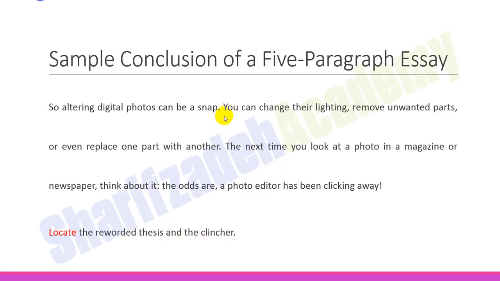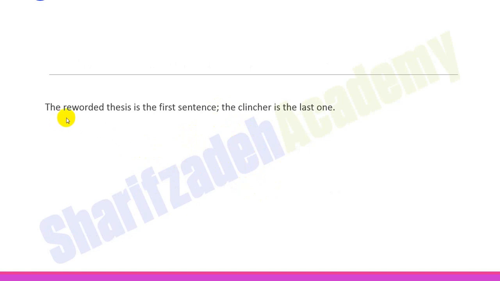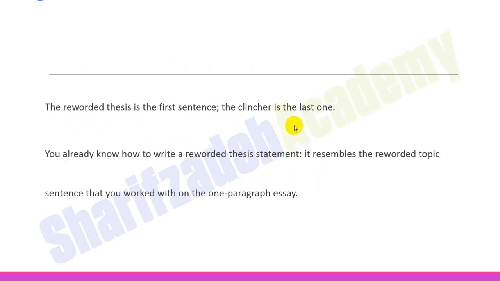Here, most of the time, the first few sentences in the conclusion are reworded T statement, and the last few sentences are clincher. Here we have only one sentence for the T statement and one for the clincher, but in some cases you might have more than one sentence. Then you should be careful with that. The reworded T statement is the first sentence most of the time, not always, and the clincher is the last one, as you saw in the example, but it is not always the case. You should be careful with that, as I mentioned.